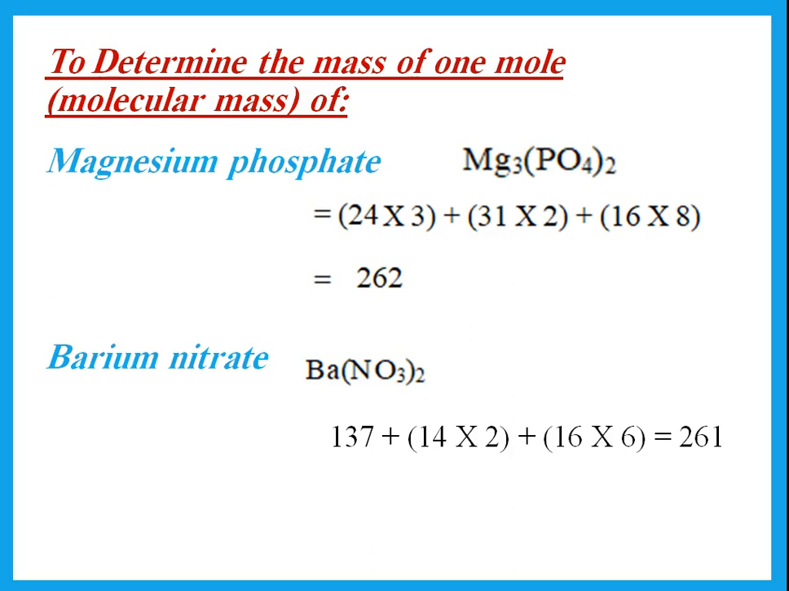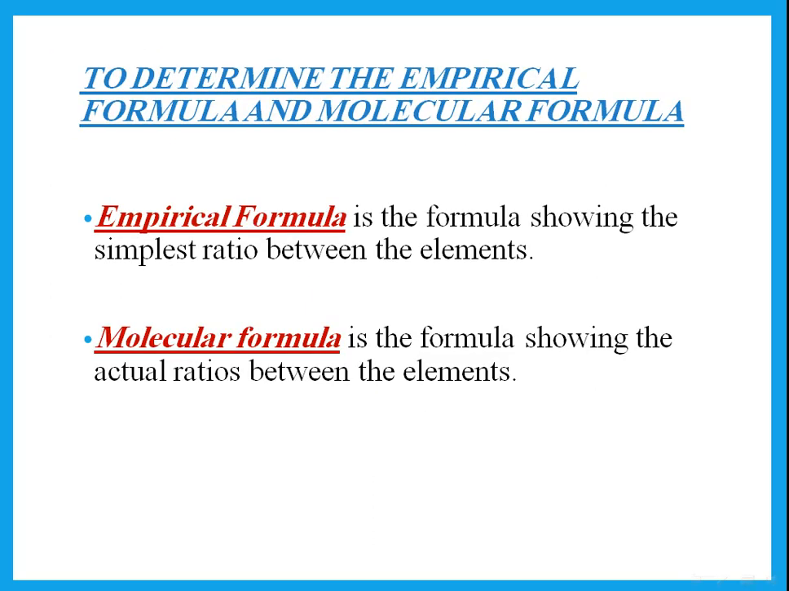Okay, so now we know how to calculate molecular mass. The next thing you may be asked to calculate is empirical formula and molecular formula. Now, first of all, you should know the definition of each one. The empirical formula is the formula showing the simplest ratio between the elements, while the molecular formula is the formula showing the actual ratios.